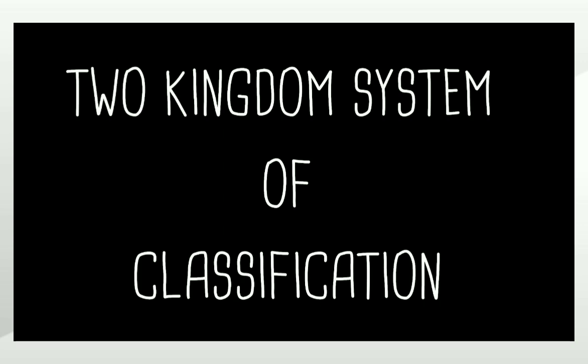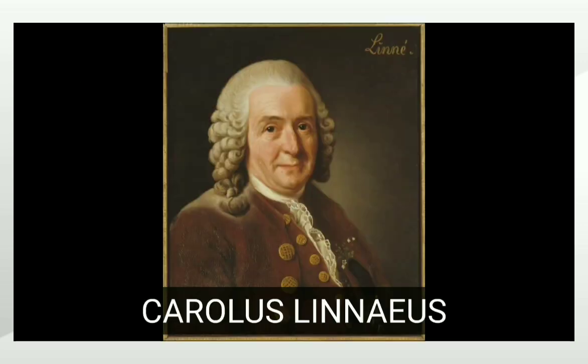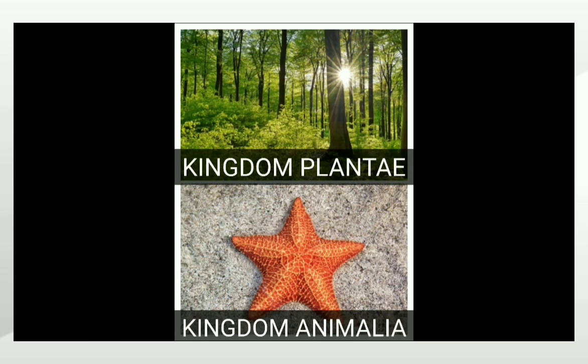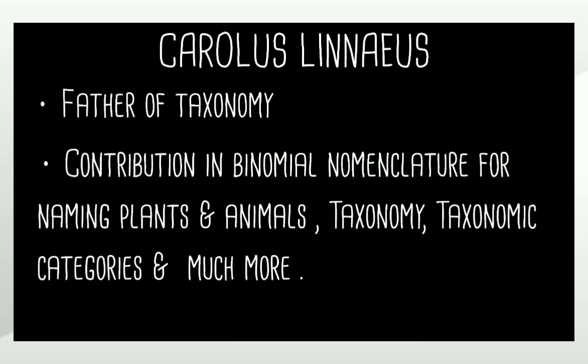Two-kingdom system of classification. Carl Linnaeus proposed the two-kingdom system of classification. He classified all organisms into two kingdoms, that is, kingdom Plantae and kingdom Animalia. Carl Linnaeus is also known as the father of taxonomy. Not only this, but he also made great contributions in fields like binomial nomenclature for naming plants and animals, taxonomy, taxonomic categories, and much more.